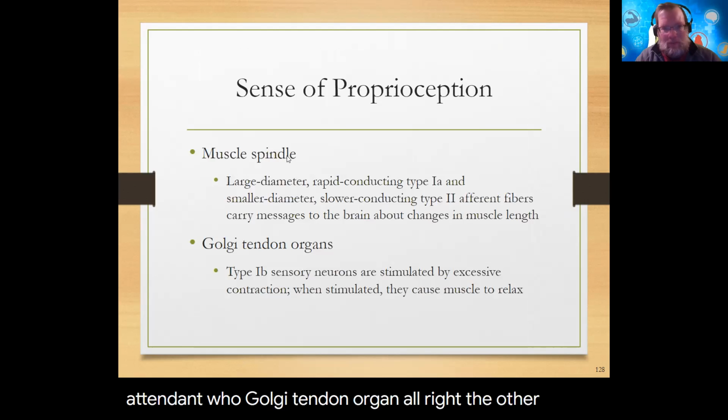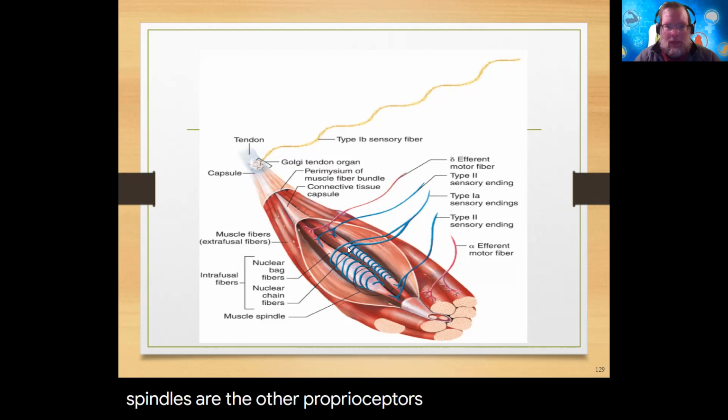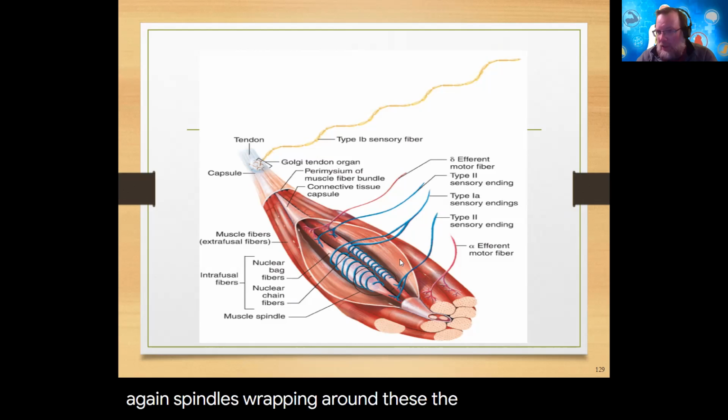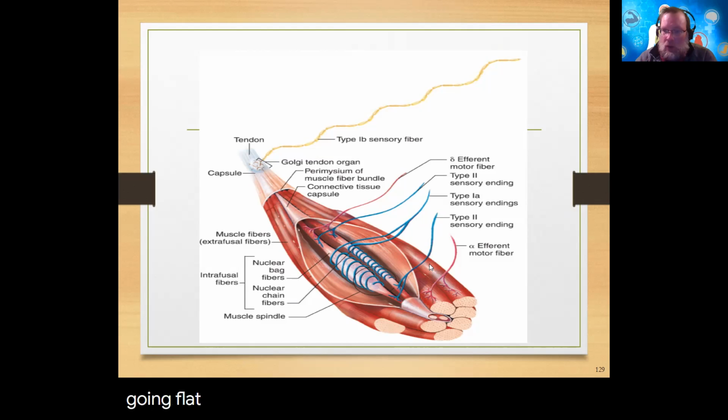All right, the other proprioceptor nerves that we see are muscle spindles, specialized wrapping around muscle fibers. So we do see specialized sensory fibers, and again, we're going to have type 1, your slow twitch, and type 2, fast twitch nerve fibers. Spindles wrap around these individual muscle fibers, enabling the maintenance of tone, keeping the muscles from completely going flaccid or overly contracting, right? Spasming. The opposite of a flaccid muscle is a spastic muscle. So these spindle fibers communicate to the brain, in essence, what type of tone the muscle is maintaining.